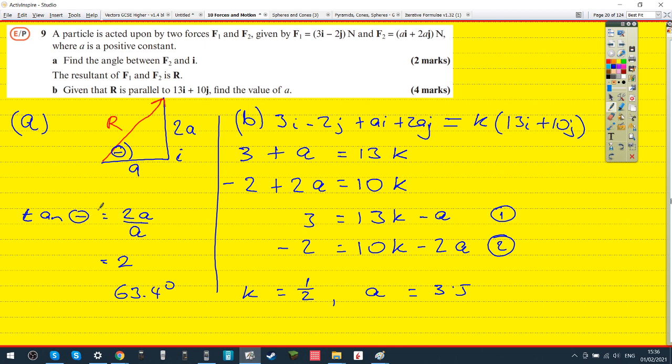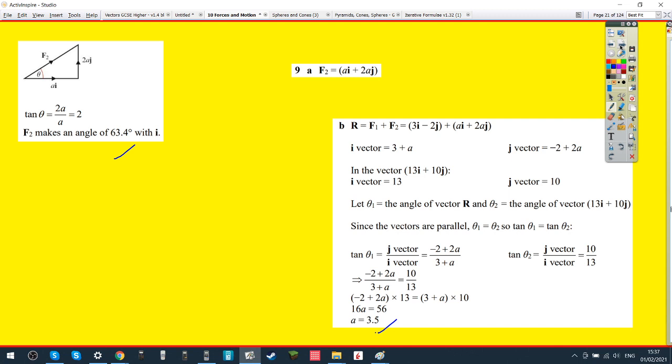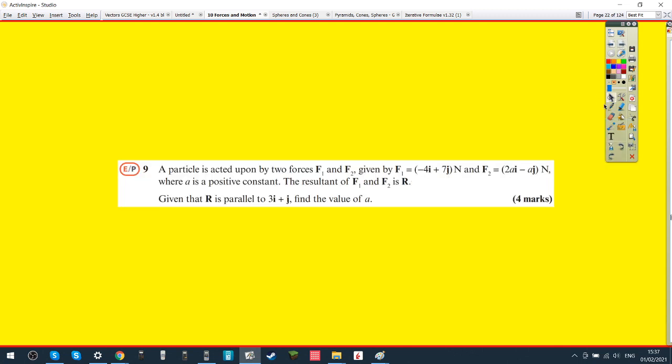And then this one, tan theta, even though it was in terms of A, the A is cancelled. And so watch out for that. All right, unless you have any questions, I'm moving on.